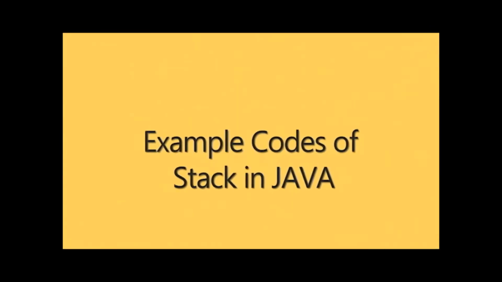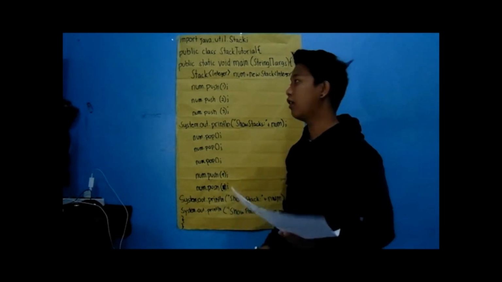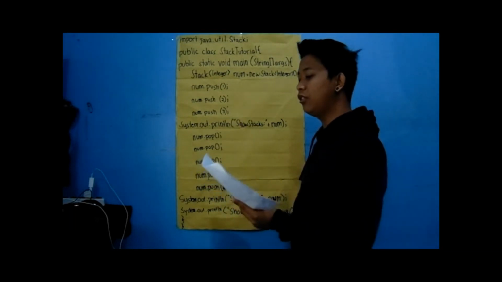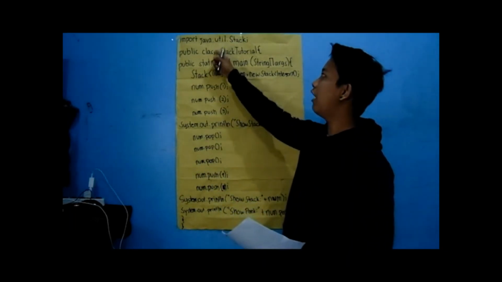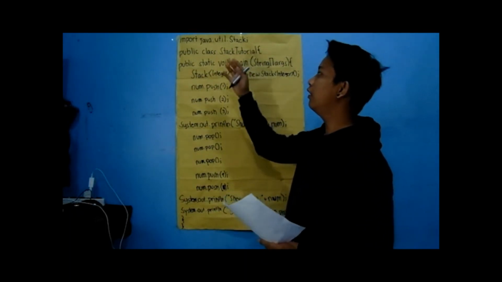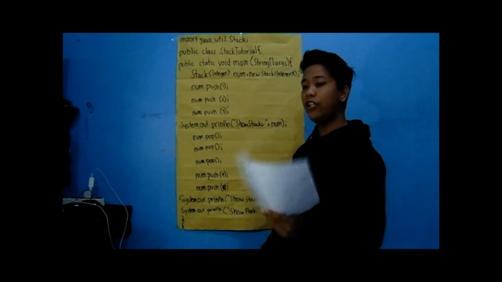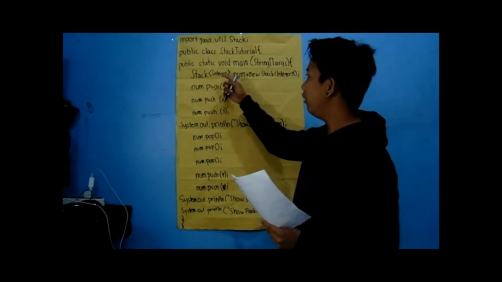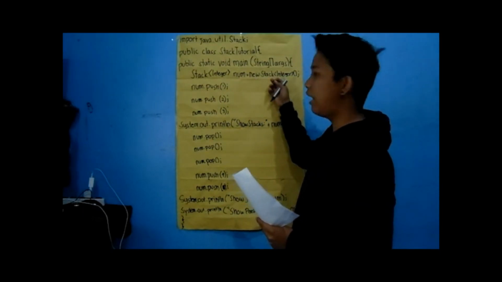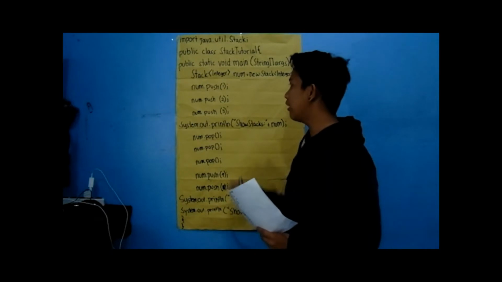So, let me show you some sample code of stack in Java. Now guys, I will show you how to code a stack in Java programming. First, you need to import java.util.Stack, and public class StackTutorial, and public static void main(String[] args). And you need to put Stack<Integer> num = new Stack<Integer>(). This line is the syntax for declaring the stack.